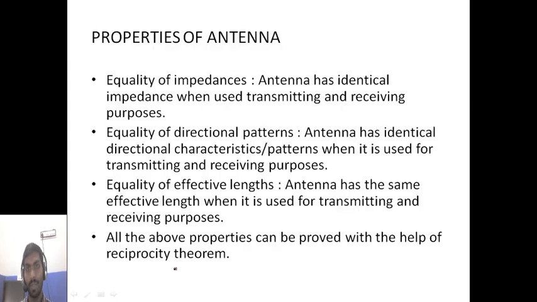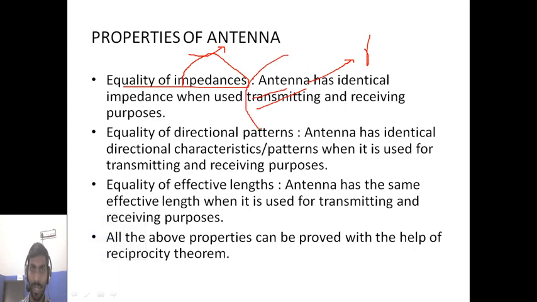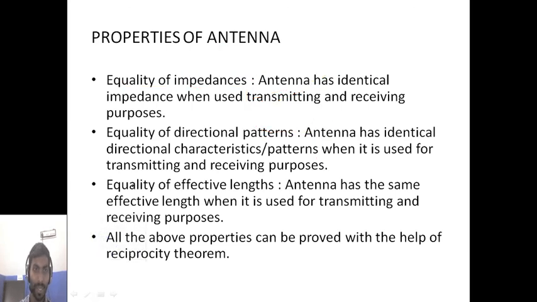Next, what are the properties of antennas? What are the important characteristics of antennas? Antennas should possess the following properties. First thing, equality of impedance. If your impedance is matched, everything will be transferred. Directional patterns. That means your direction should be particular. If it is in the shorter direction, less energy is required. If your direction is in this way, more energy is required. And then equality in direction.